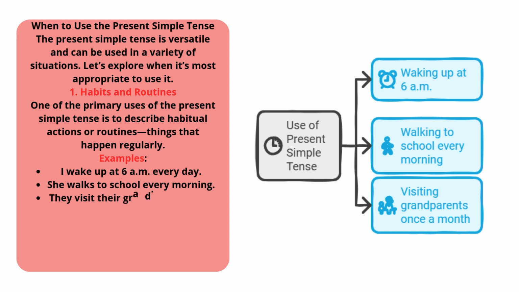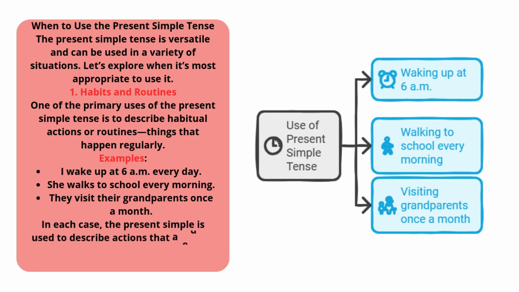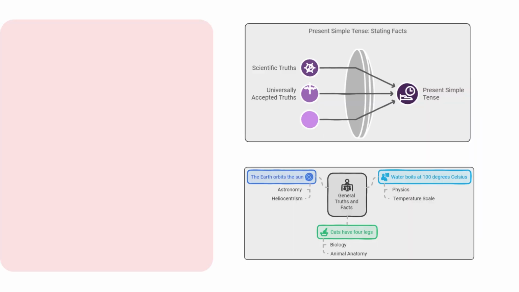She walks to school every morning. They visit their grandparents once a month. In each case, the present simple is used to describe actions that are done repeatedly or habitually.